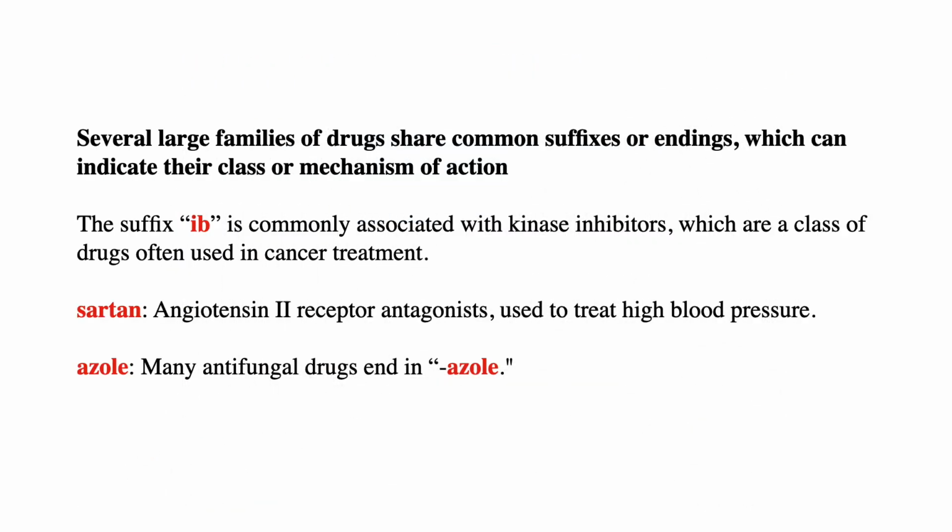As you know, several large families of drugs share common suffixes or endings, which can indicate their class or mechanism of action. For example, the suffix IB is commonly associated with kinase inhibitors, which are a class of drugs often used in cancer treatment. Sartan often denotes angiotensin receptor antagonists, used to treat high blood pressure, while names ending with azole are common in antifungal medications. In this tutorial, we are going to look at molecules ending with ib and azole.